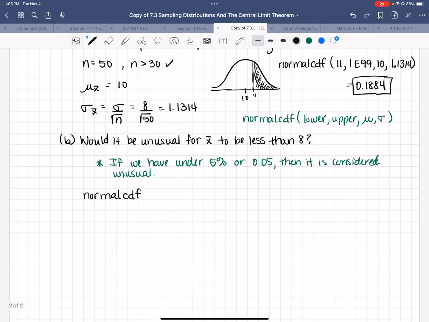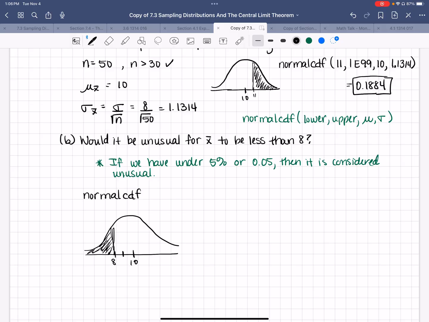If I draw my picture, let me draw you guys a little picture. So it's still the same information. Here's 10, my mean. This wants to be less than 8. So let's say, let me make that a little closer together. Let's say maybe down here's 8. Of course, we have a standard deviation of 1.1314. So it's not quite over 2 standard deviations away. Okay, but it is over 1 standard deviation away. And we want it to be less than 8.